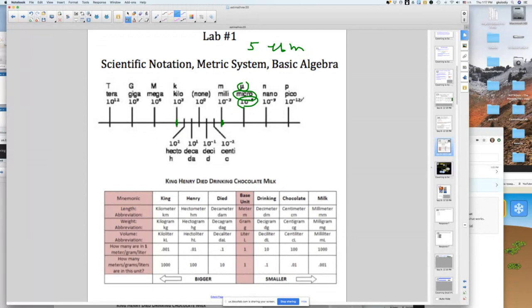This is a 9 here. 10 to the minus 12. And going this way also, mega is 10 to the 6th. Giga is 10 to the 7th. Tera is 10 to the 12th. So these are all the units.